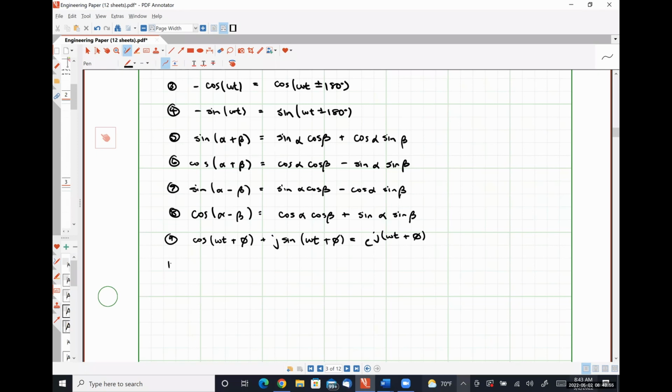Our last identity, which we're not going to use until we actually hit power-based relationships, is cosine of angle 1 times cosine of angle 2 is equal to 1/2 cosine of angle 1 minus angle 2 plus 1/2 cosine of angle 1 plus angle 2. It's going to be about a week and a half until we wind up using number 10 here.